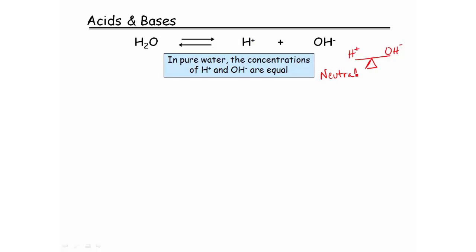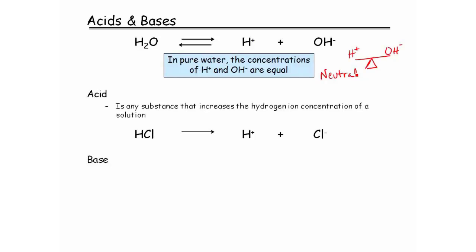Most of the time we don't have pure water. What we call acids and bases are substances that disrupt this balance between the two. In other words, if we add an acid or a base to a solution, then we now have the scale tipped in one direction or the other. An acid is going to be any substance that increases the hydrogen ion concentration, such that now we're going to have extra hydrogen ions.